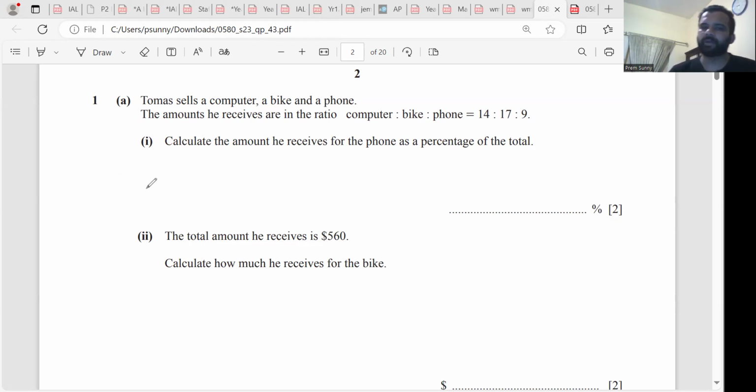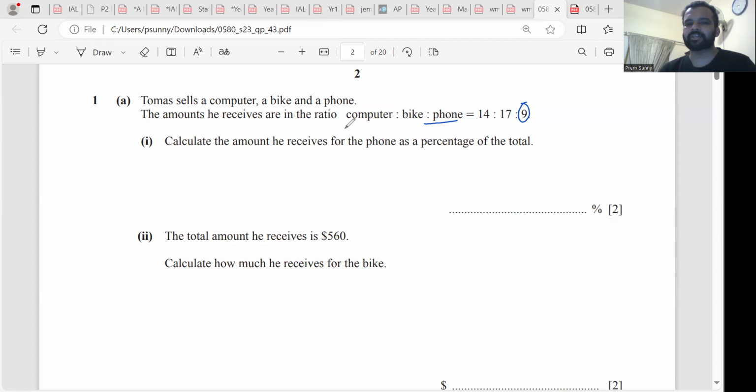Thomas sells a computer, a bike and a phone. The amounts he receives are in the ratio computer to bike to phone, given as 14 to 17 to 9. Calculate the amount he receives for the phone as a percentage of the total. So the phone is what we need to find out, and the ratio of the phone is given as 9.